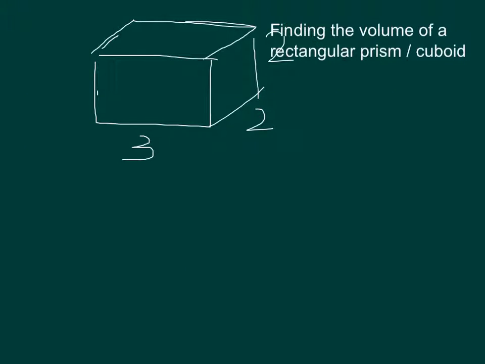What we're looking to do here is to try and find the volume of this rectangular prism, or a more common name for it is a cuboid. It's a prism because a prism is an object which is the same all the way through. So for example, if I look at the front face of this, I've got 3 by 2. And so I can see that there's a rectangle on the front face, and if I actually cut the shape all the way through, it would form rectangles.